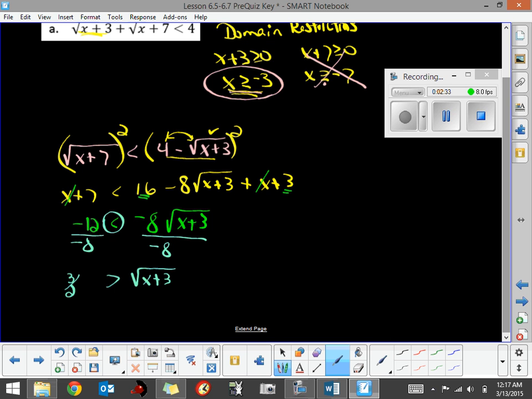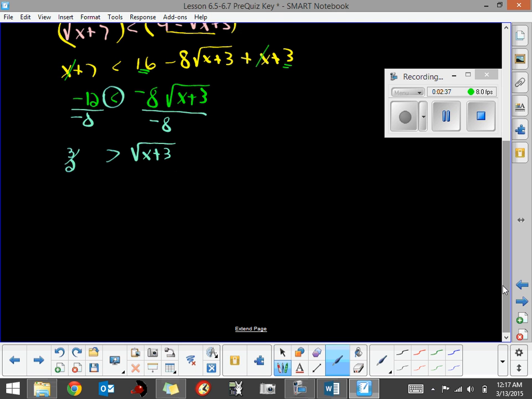Now we still have to get rid of that radical, so at this point we've got to square. When we square both sides, we're going to get 9 fourths is greater than x plus 3. And then at this point, there are a couple of different options. For me, I like getting rid of that fraction, but you wouldn't have to. What you could simply do is subtract 3. So what is 9 fourths minus 3 over 1? And that's going to be greater than x.